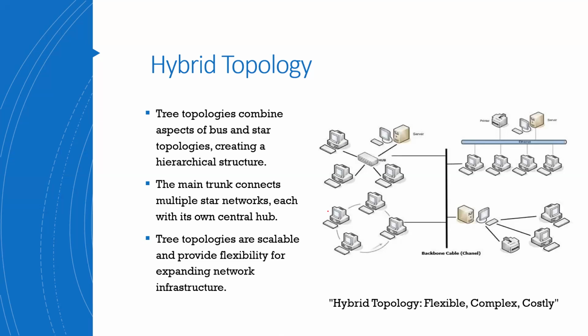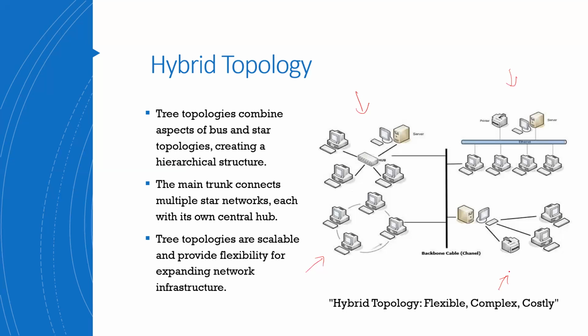Lastly, the hybrid topology. As the name suggests, it combines two or more different topologies to leverage the benefits of each topology. For example, a network might use a star topology in one section and a mesh topology in another. As you can see here, this is the star topology, this is the ring topology, this is the bus topology, and this is the tree topology. All mixed together, we can call it a hybrid topology.